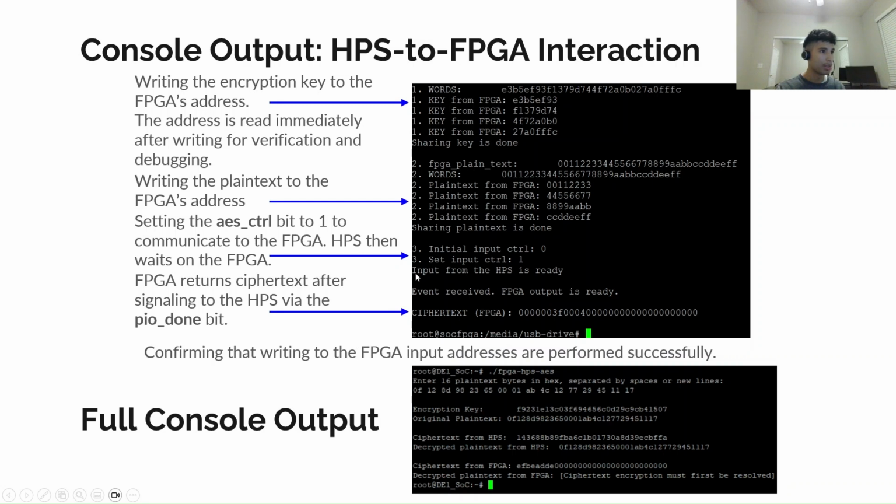You can see that we raised our control bit here, and this is the part where we start waiting for the PIO done bit from the FPGA, and we receive that event, and then we start reading the ciphertext. However, for some reason, the resulting encrypted output is not matching our expectations. I suspect that this may be due to a timing error, perhaps.